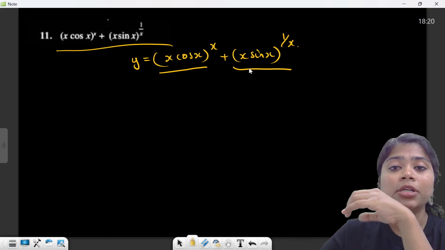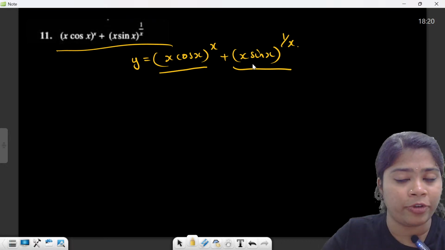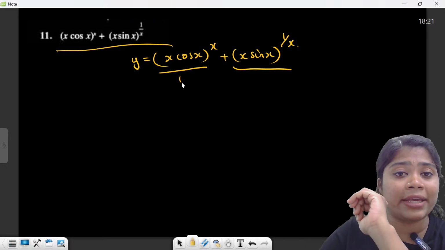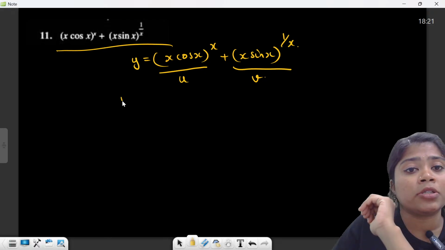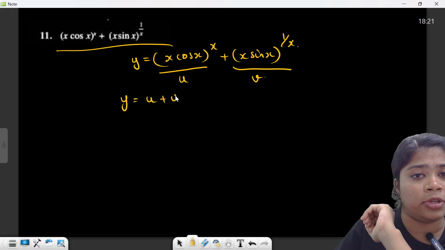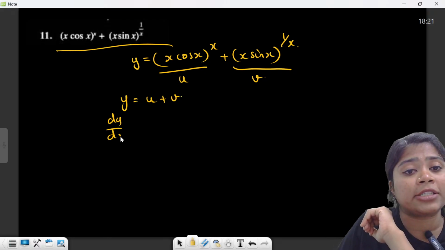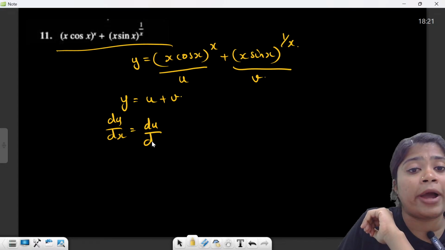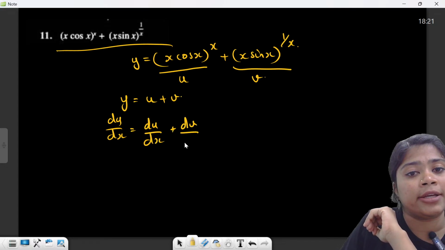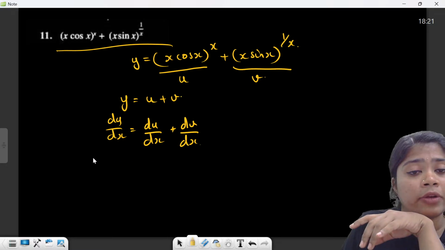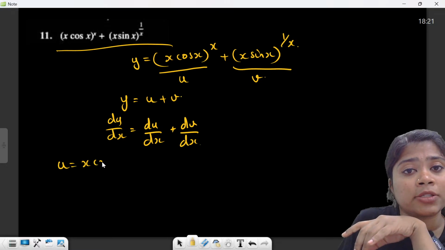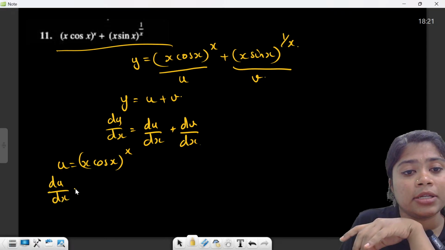Why? Because we can't take log on both sides from here, right? So you are taking this as u, this as v. So y is equal to u plus v. So we want to find dy by dx. dy by dx is nothing but du by dx plus dv by dx. So we know what is u and v. So u is equal to x cos x to the power x. So what is du by dx?